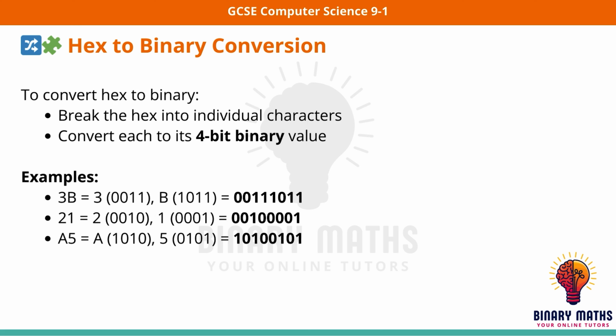Let's reverse it now. So convert hex 3B to binary. 3 equals 0011 in binary, and B equals 11 in decimal, which is 1011 in binary. Now when you combine them, you will get an answer in binary of 0011 1011. Now try A5. A equals 1010, 5 equals 0101, and combined they give us the binary digits 1010 0101. Hex to binary is just expanding each hex digit into 4 bits.